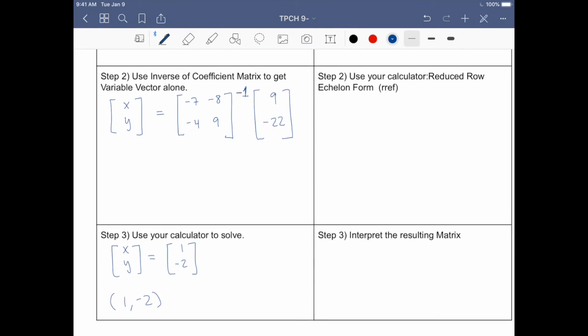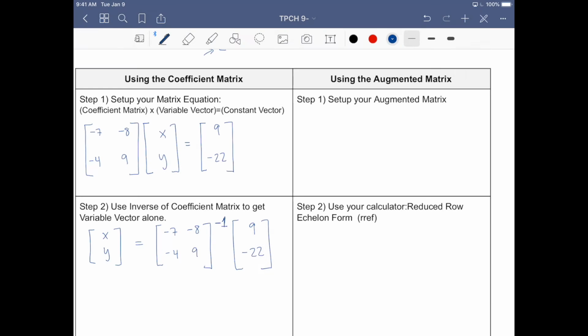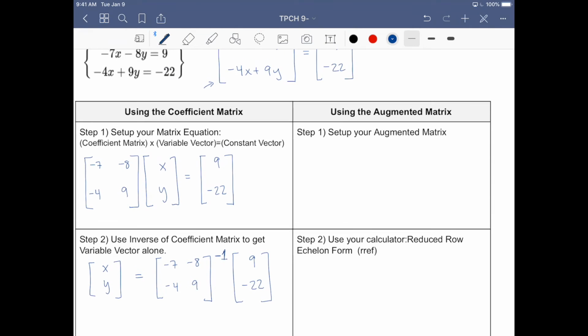I will show you how to do this using the augmented matrix. So let's try the augmented matrix. This one looks a little bit different. This one, I'm just going to write one matrix instead of 3. And it's going to look like this.